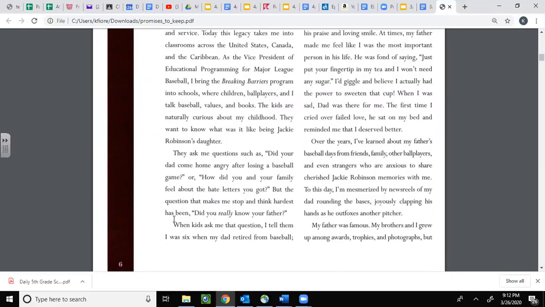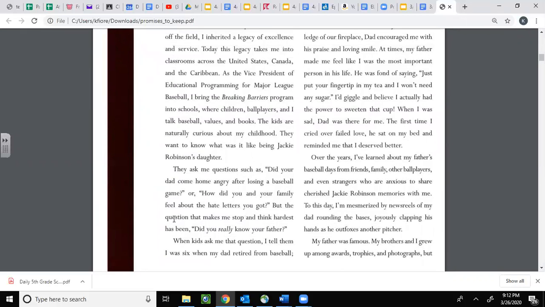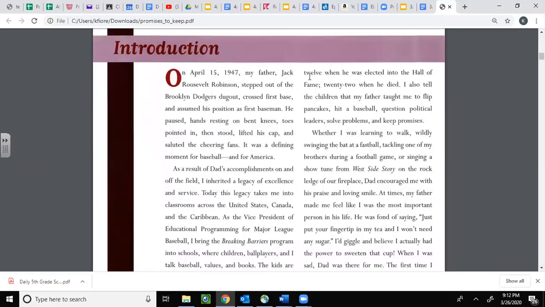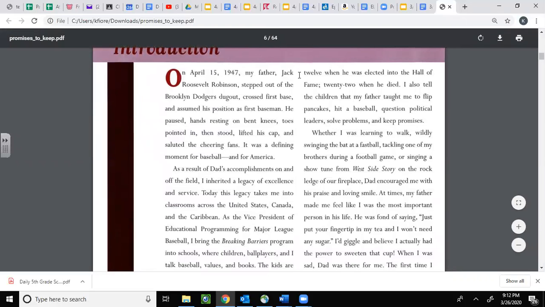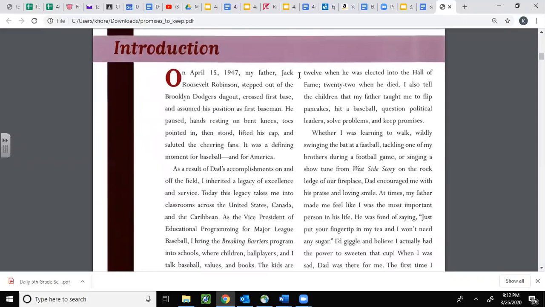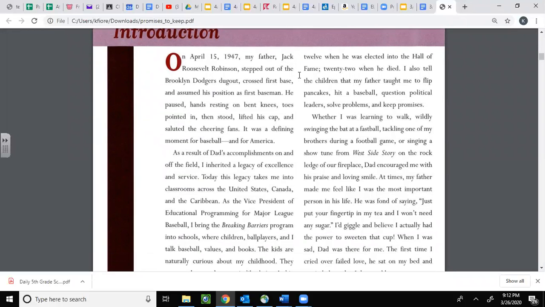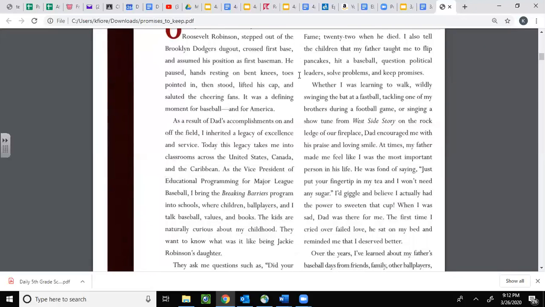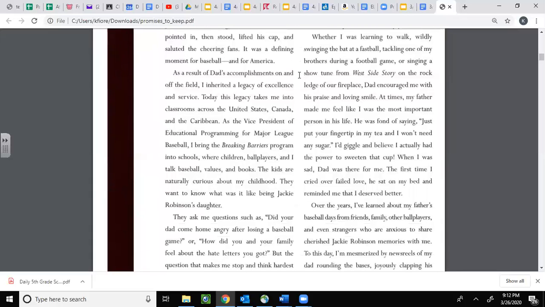When kids ask me that question, I tell them I was 6 when my dad retired from baseball, 12 when he was elected into the Hall of Fame, 22 when he died. I also tell children that my father taught me to flip pancakes, hit a baseball, question political leaders, solve problems, and keep promises. Whether I was learning to walk, wildly swing the bat at a fastball, tackling one of my brothers during a football game, or singing a show tune from West Side Story on the rock ledge of our fireplace, Dad encouraged me with his praise and loving smile.